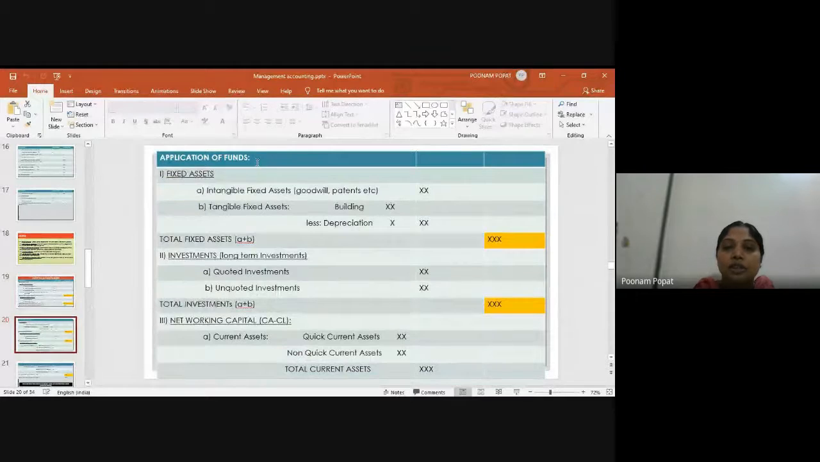Application of funds. Now this is the asset side. I'm starting with the asset side now. It has three major headings, the Roman 1, 2, 3, which you see here. First is fixed assets, second is investments, and third is net working capital. Fixed assets, you already know that we segregate them under two headings. Some fixed assets are intangible in nature and some are tangible in nature.